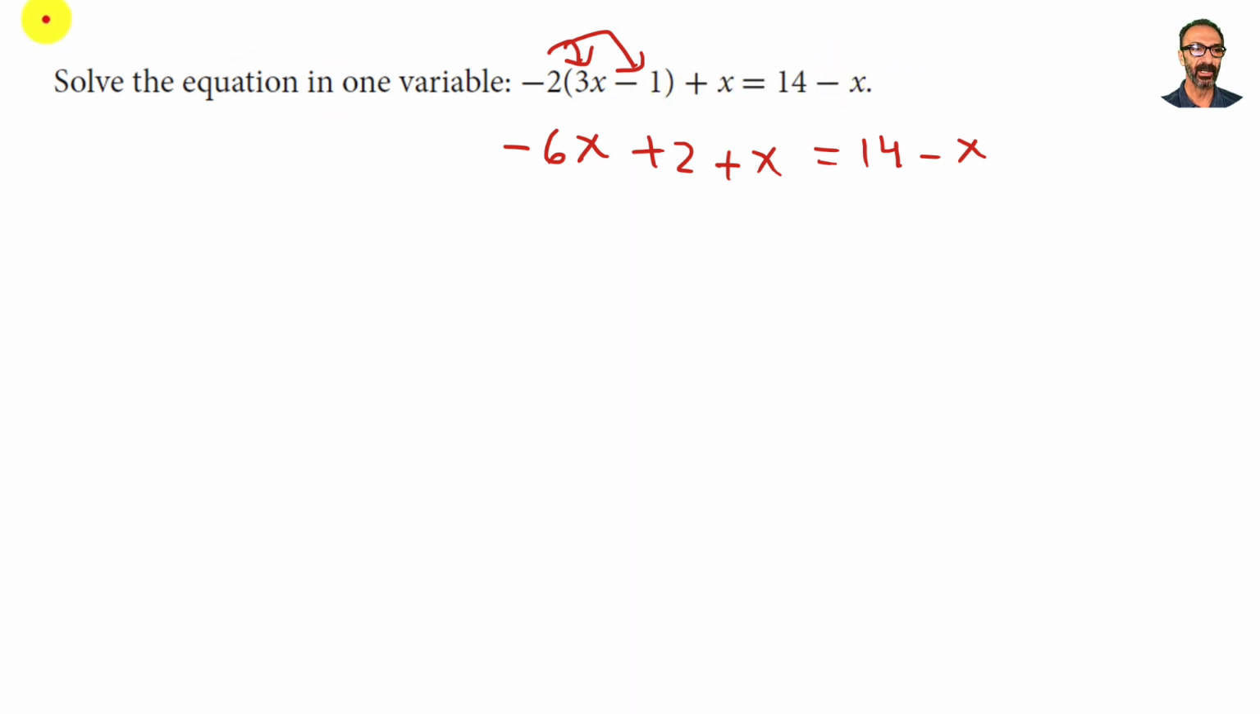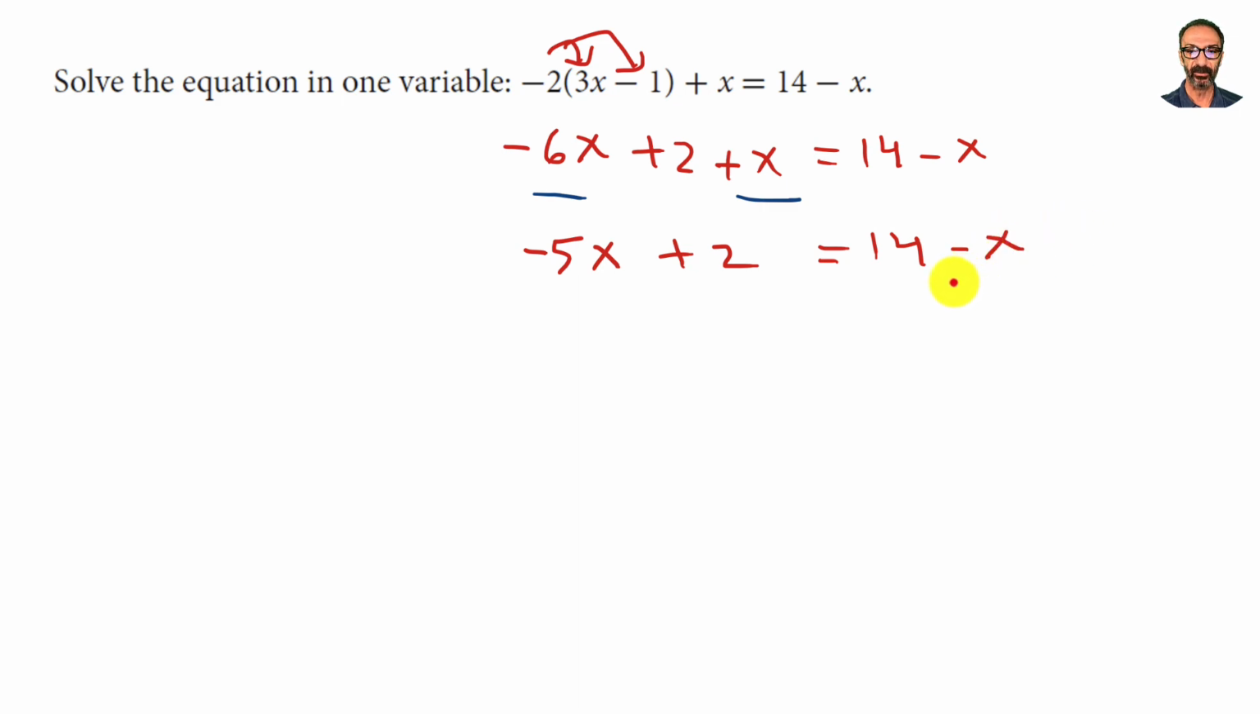And if you combine like terms, I'm going to use different colors right here. That's a minus 6x on the left and 1 positive x. That's going to give you what? Negative 5x. That's called combining like terms. Negative 5x plus 2 equals 14 minus x.